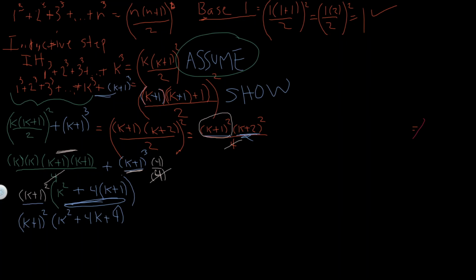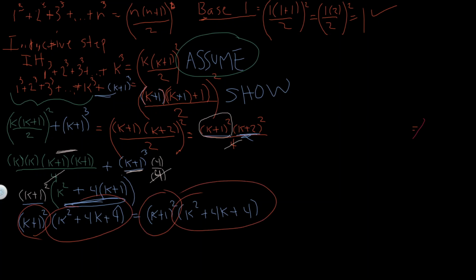And then on the right-hand side, I'm going to take my k plus 1 squared, and then let's FOIL out k plus 1 squared. FOILing that out gives me k squared plus 2k plus 2k is 4k plus 2 times 2 is 4. So as you can see, this matches this, therefore we have an equivalency, and our proof is done.